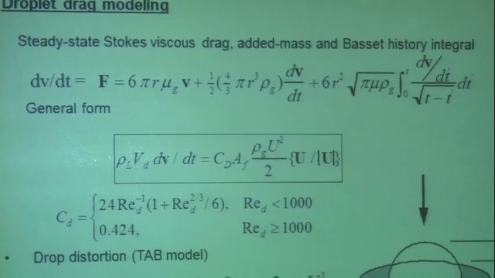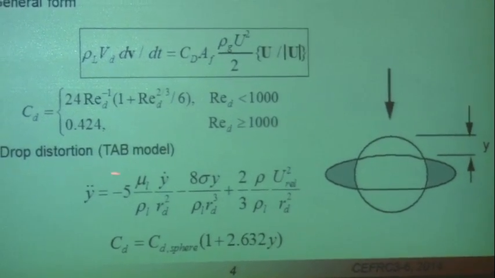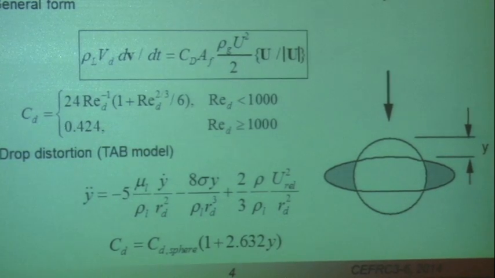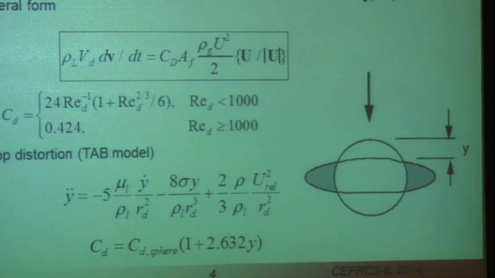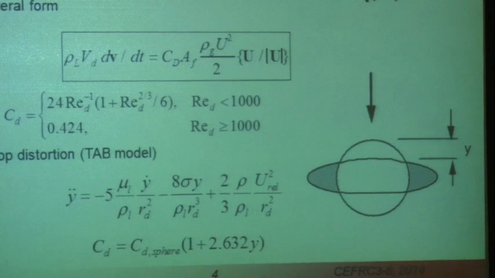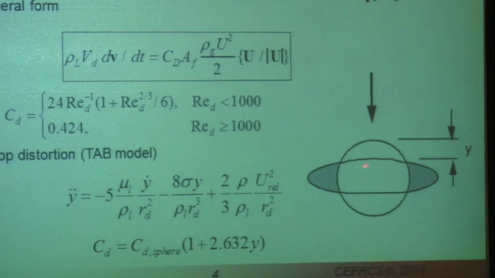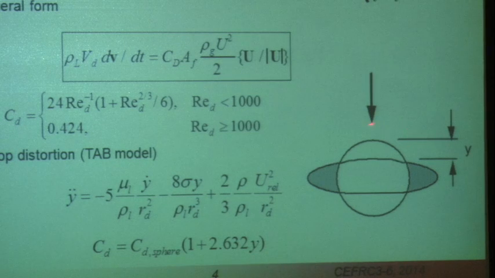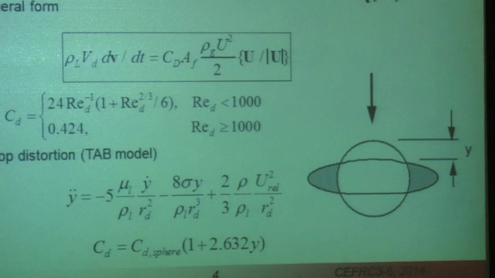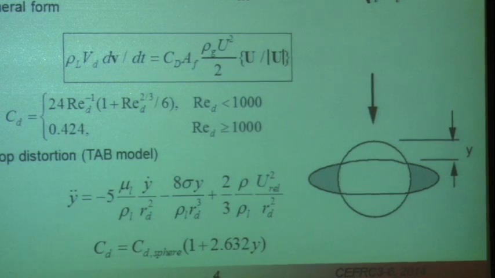However, I mentioned that the droplets also can distort. And in the Kiva model, the TAB model was introduced originally based on the Taylor analogy breakup idea, where G.I. Taylor argued that one way a droplet can break up is because it's subjected to this pressure force at the stagnation point, it flattens. And if it flattens sufficiently, eventually you could argue that it's going to be broken up into smaller droplets. So the flattening is determined by this parameter y.